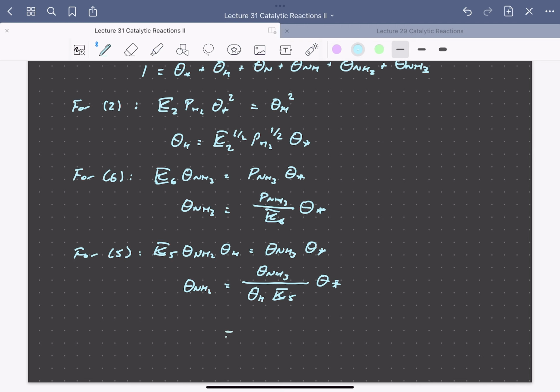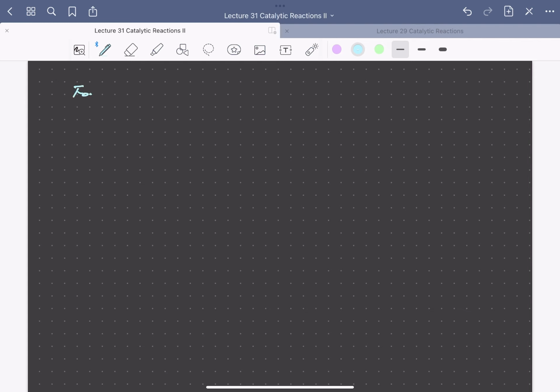So we can rewrite this expression for the coverage of NH2 using our expressions for the coverage of hydrogen and the coverage of ammonia. So this will come out to the pressure of ammonia divided by K2, that equilibrium constant for hydrogen adsorption, to the 1/2 times the pressure of hydrogen to the 1/2 times the equilibrium constants for steps 5 and 6, all times the coverage of vacant sites. So here this is an expression that we can insert into our site balance eventually. Okay, so doing the same for step 4, we can write that the equilibrium constant for step 4 times the coverage of NH times the coverage of H is equal to coverage of NH2 times the coverage of vacant sites.